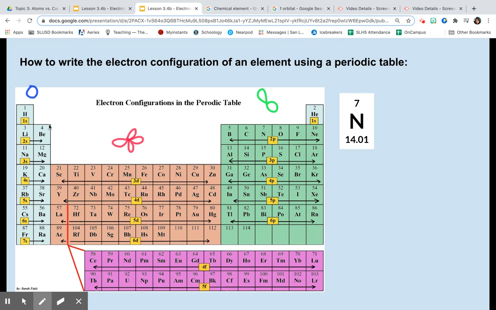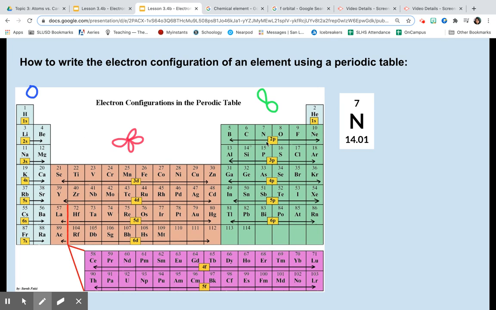And if you notice that there's different sections of the periodic table, so this section in blue, they're all moving in an S shape, right? This section in red, they're all moving in a D shape. This section in green, they're all moving in a P shape, right? So on and so forth.